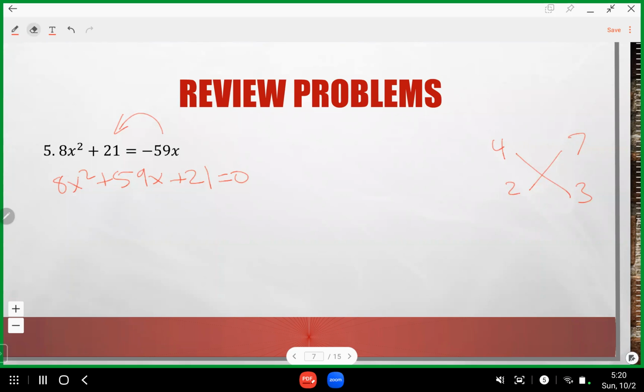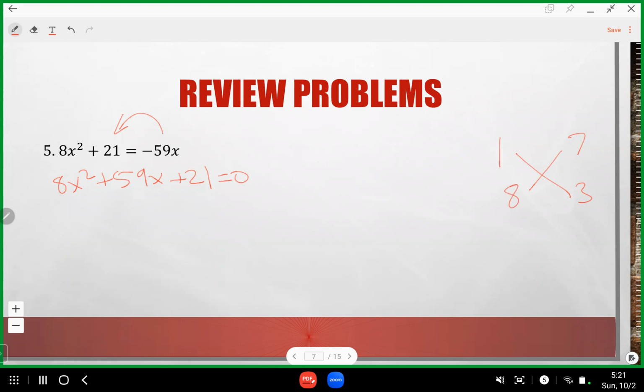All right. So usually what you try, right? You try factors that are really close to each other. But since 59 is so big, it's bigger than 21 and 8. Let's try more lopsided factors. For example, 8. Now this works, right? 56 plus 3 is equal to 59.